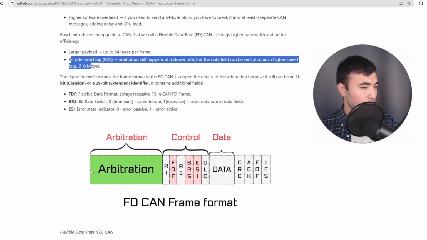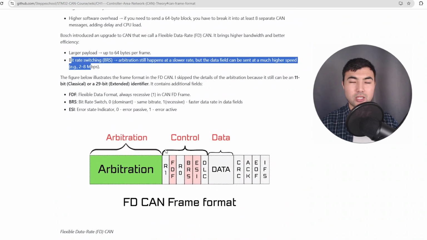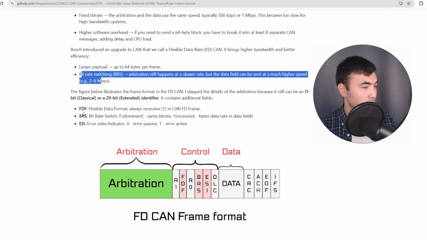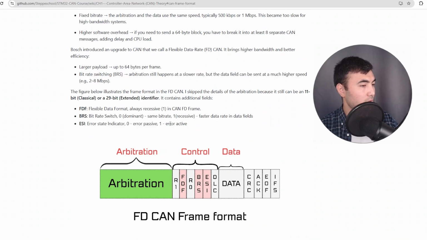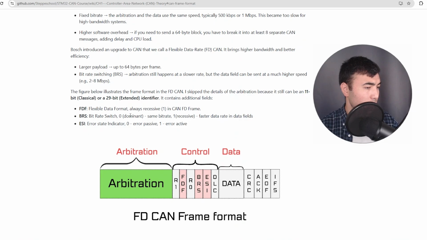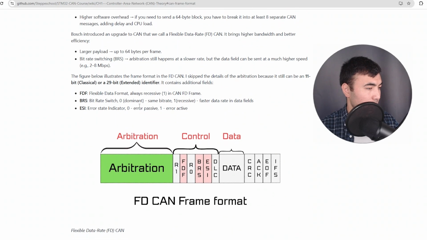Again, let's check the frame format in FDCAN, flexible data rate CAN. Here we have a few more additional fields. First, flexible data format. It is always 1 in CAN FD. Then we have another one, BRS, bitrate switch. If its value is 0, then the CAN uses the same bitrate. But if we have 1, recessive, it means that the data is sent at a higher bitrate. Then we have the error state indicator. I think it's not so relevant.